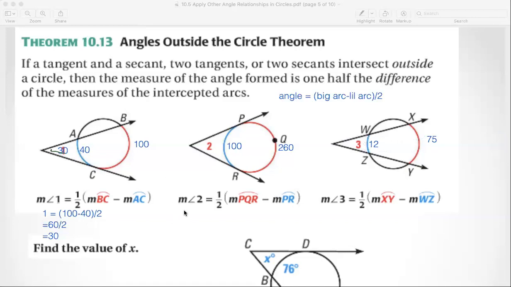All right, welcome back. So angle 2 is going to be big arc, so 260, minus little arc, divided by 2. So that would be 160 divided by 2, which is 80. So angle 2 is 80 degrees. I'll draw an arrow to it.